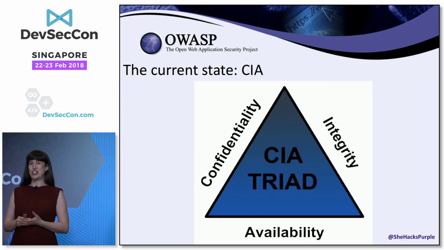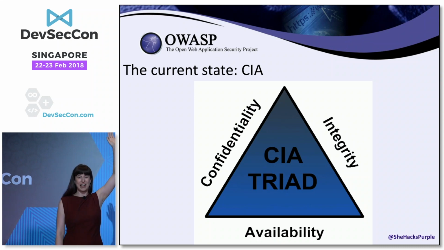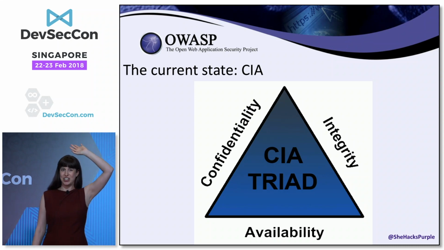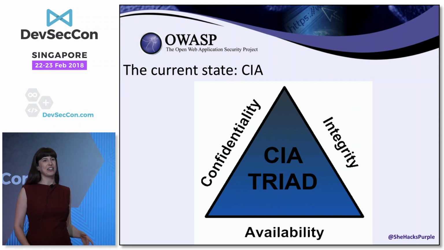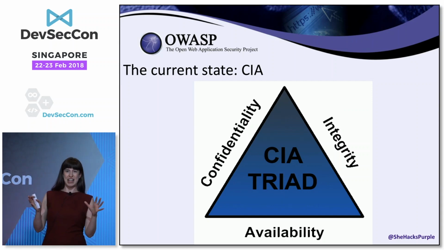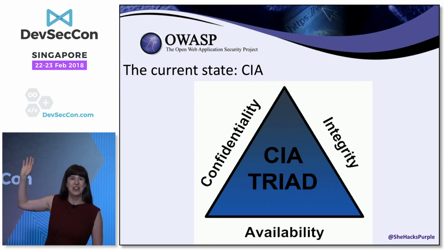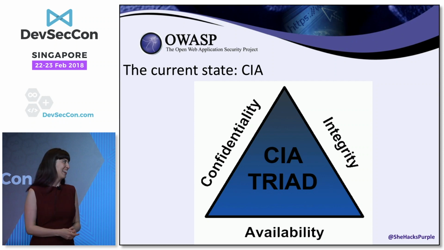So let's continue. So who knows what this is? CIA. This is the reason why the security people have jobs. Confidentiality, availability, and integrity of your systems and your data. Right? This is why we get paid. Awesome. When I give this talk to developers, no one puts their hand up.